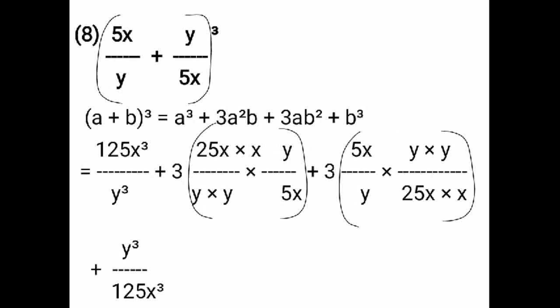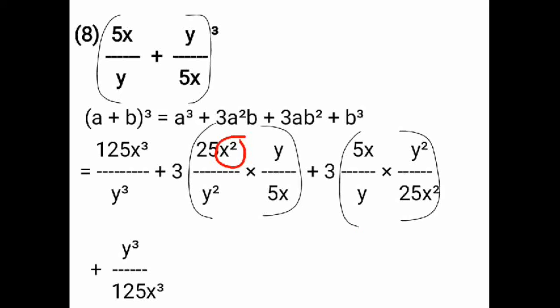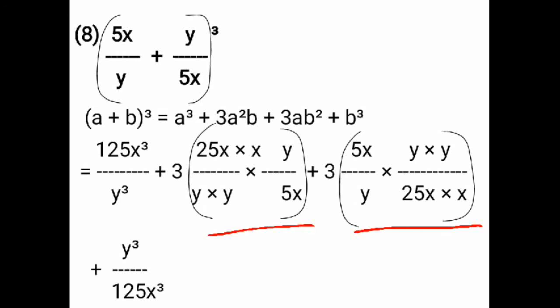That is equal to 125 x cube upon y cube plus 3 in bracket 25 x into x upon y into y upon 5x plus 3 in bracket 5x upon y into y upon 25 x into x plus y cube upon 125 x cube. Here 3a square b and 3ab square I wrote in multiplication form again, because here square is there, here you have to write multiplication form. And after that you have to do this cancellation.